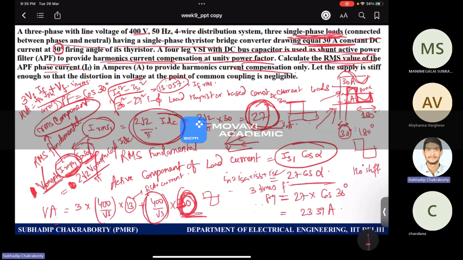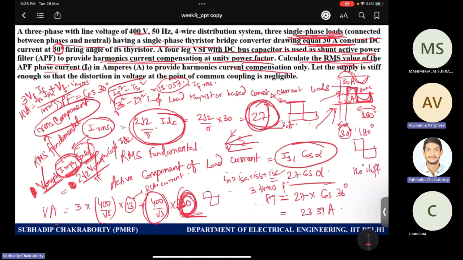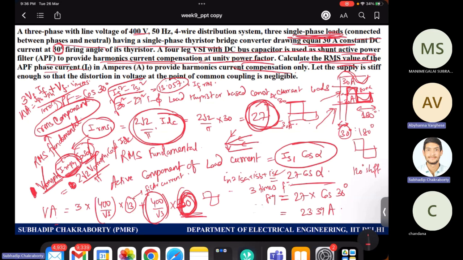Okay, so you can just see this and read. Nothing else. Okay, yes, sir. Okay. Thank you so much, sir.